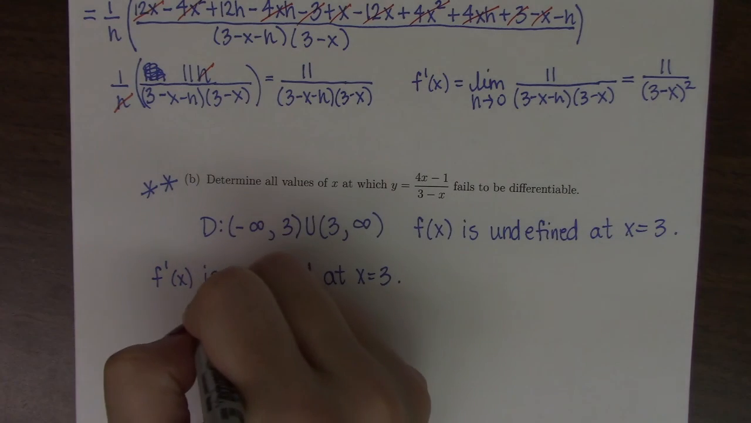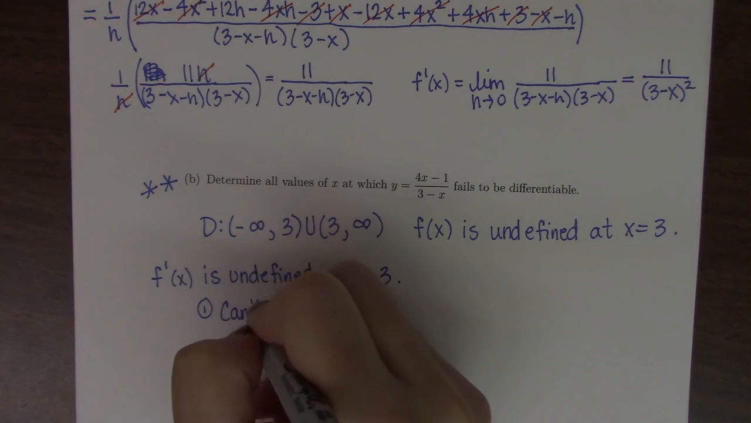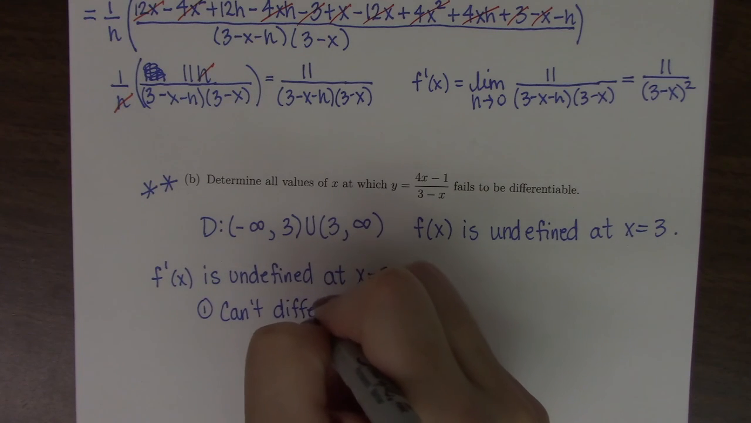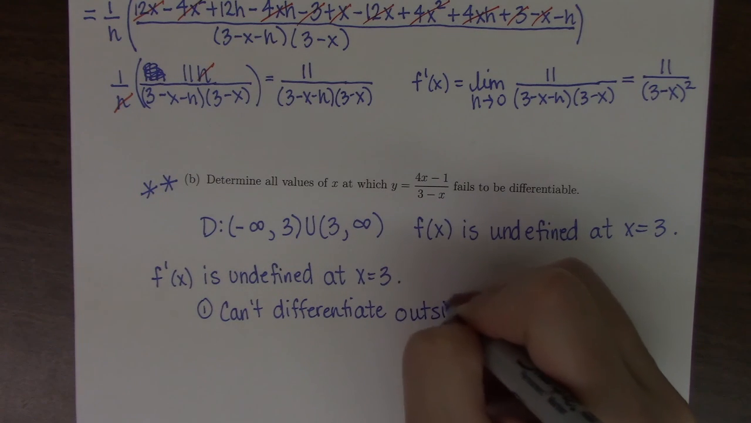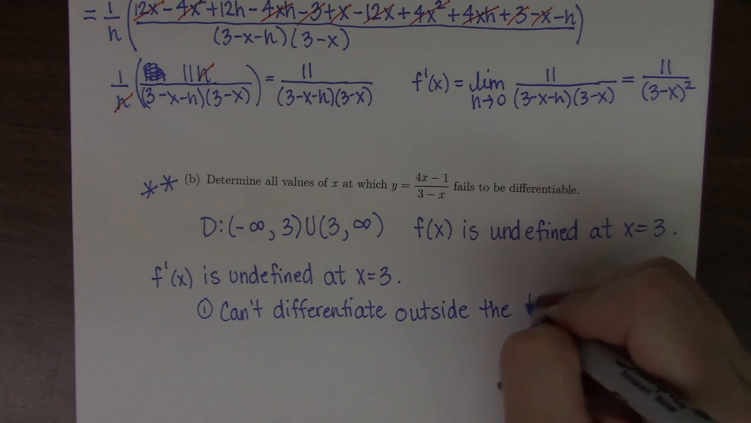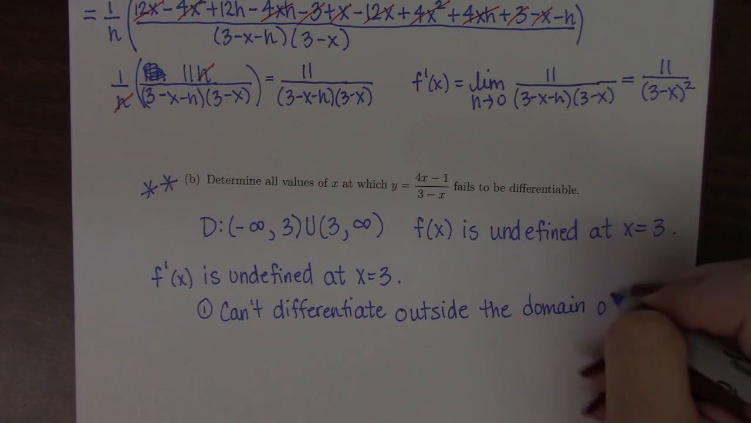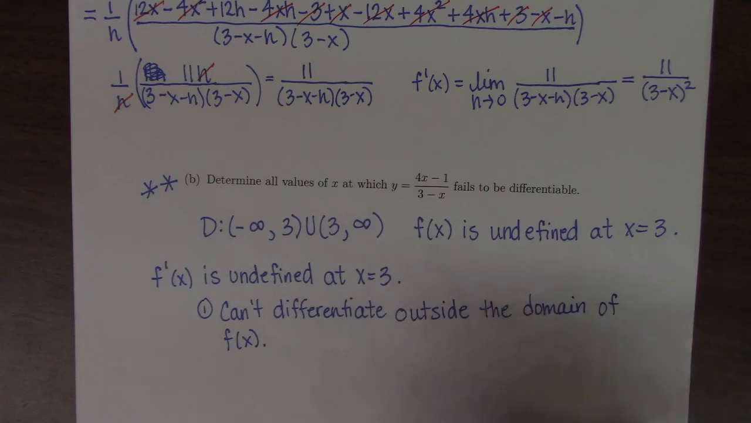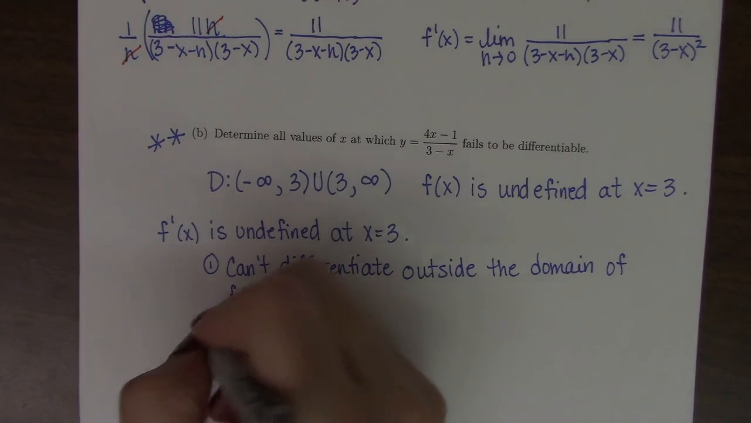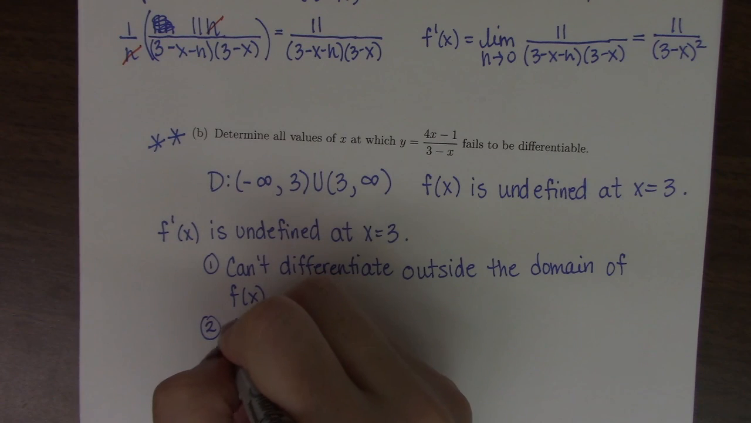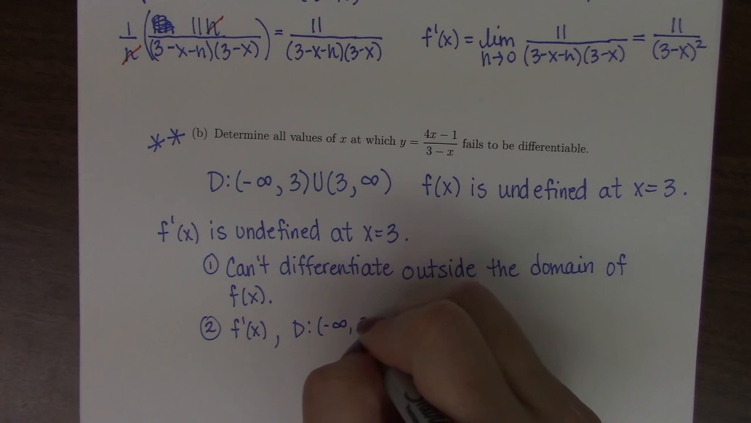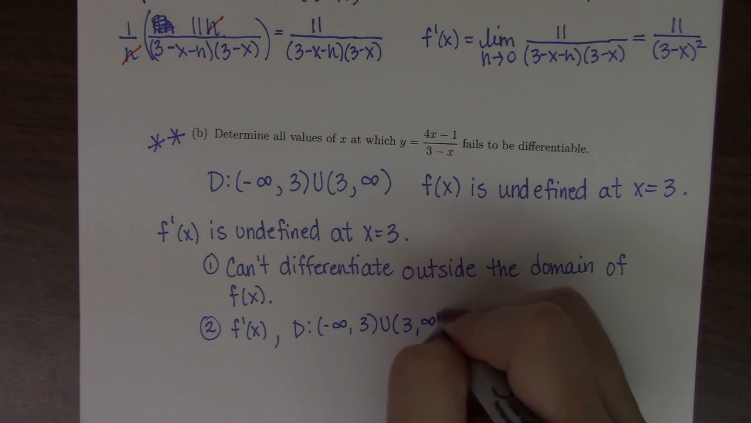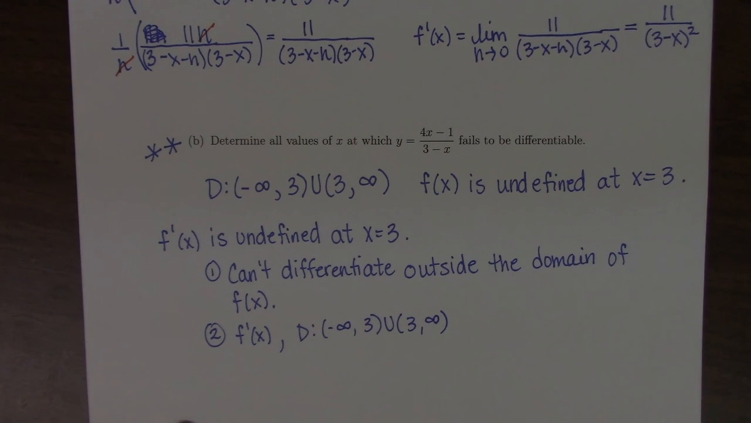and it's for two reasons. The first, we can't differentiate outside the domain of f of x. So none of those values would ever be allowed. And two, if we look at f prime of x, it only exists from here to here. So the derivative function would not accept 3, but the original function would also not accept 3.